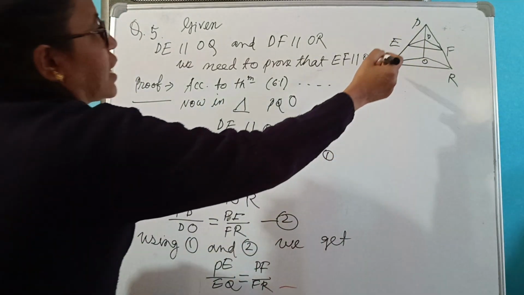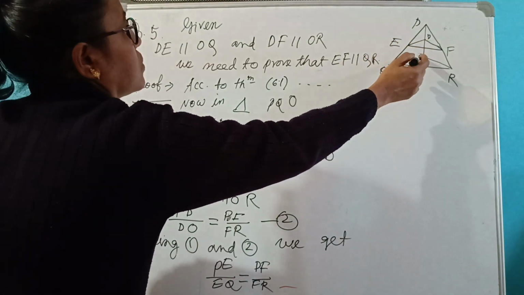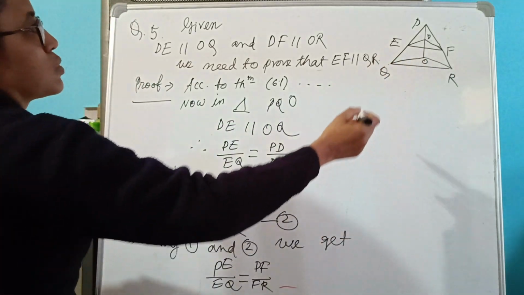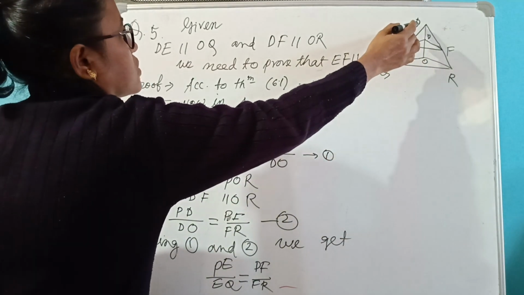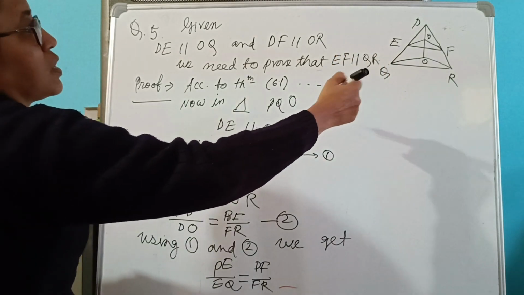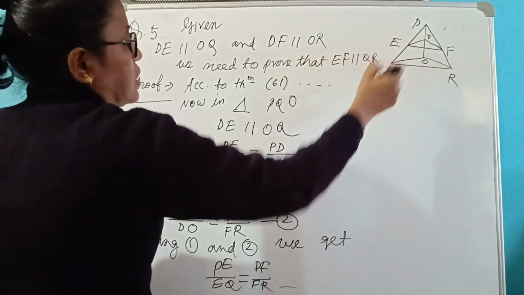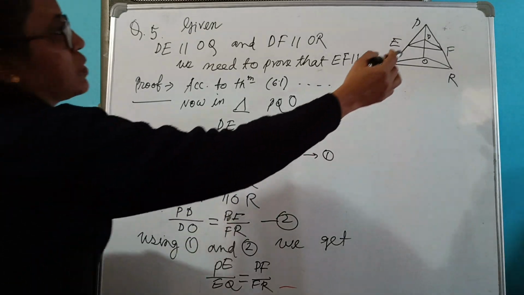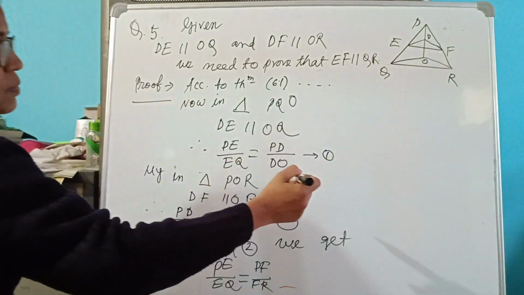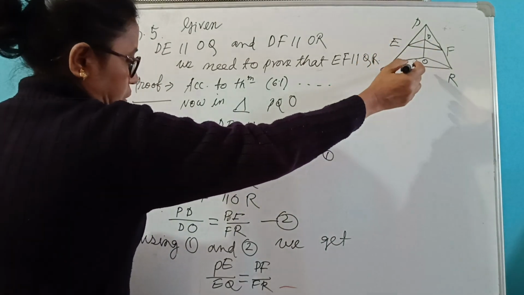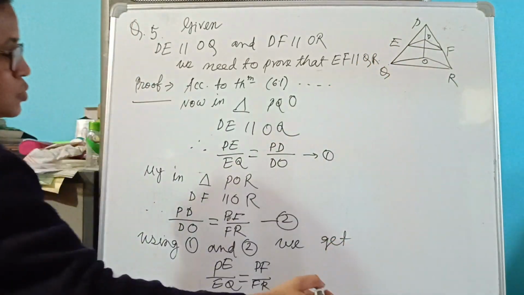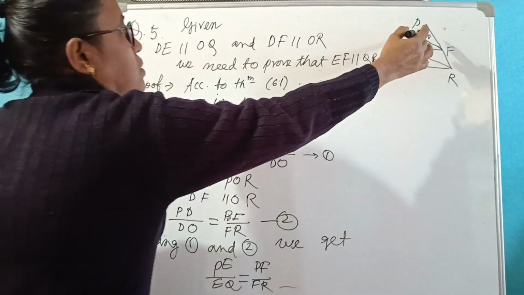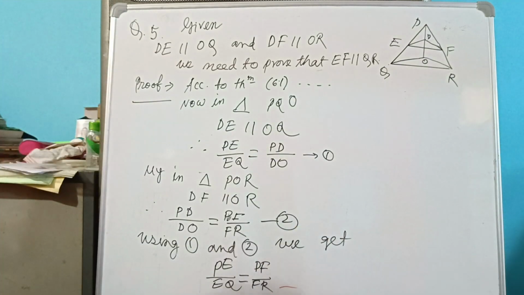Here DE parallel to OQ. It is given. So PE by EQ, according to the theorem, is equal to PD by DO. Number 1. Similarly, in triangle POR, what is given? DF parallel to OR. So PD by DO is equal to PF by FR.